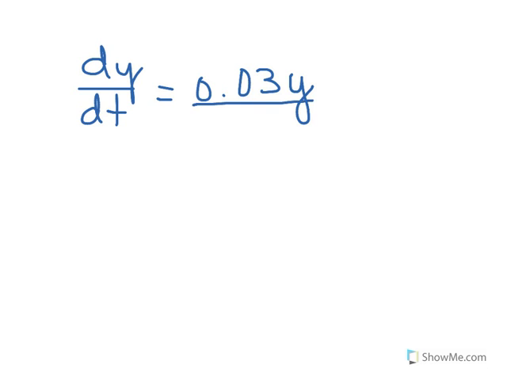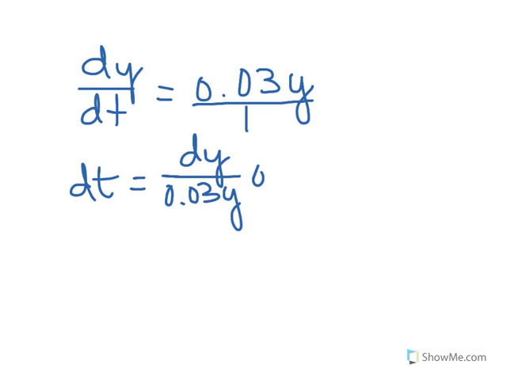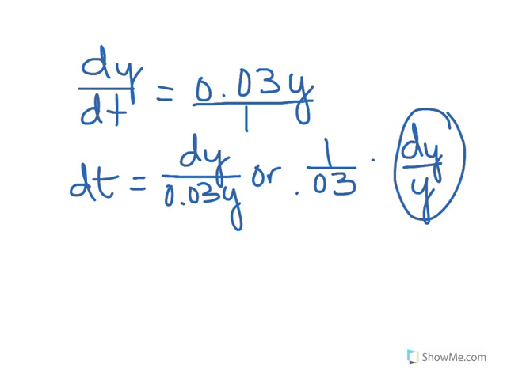I could also think of this as two ratios in a proportion, and I could cross multiply. But any way I do this, if I want to get dt on one side, I'm going to end up on the other side with dy divided by 0.03y, or I could say 1 over 0.03 times dy over y. And the reason this one might be a little bit more helpful is if I'm going to take an integral and I have a dy over y, I know that that integral is going to involve the natural log. So that's the way we're going to look at it.